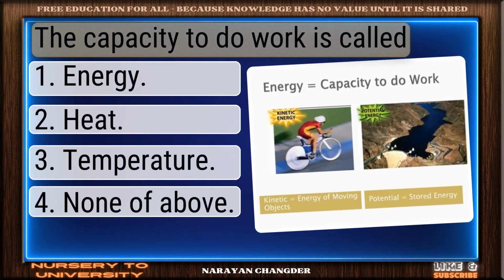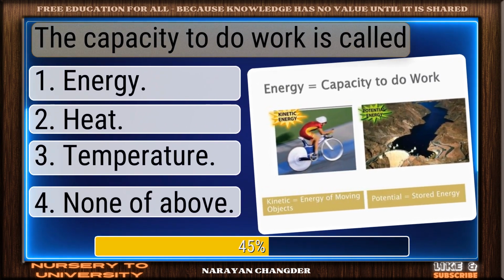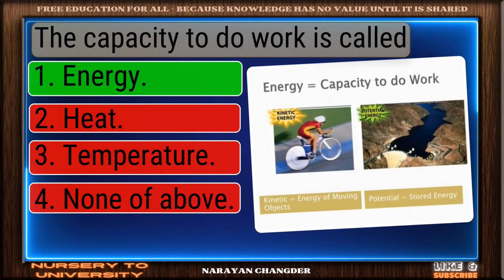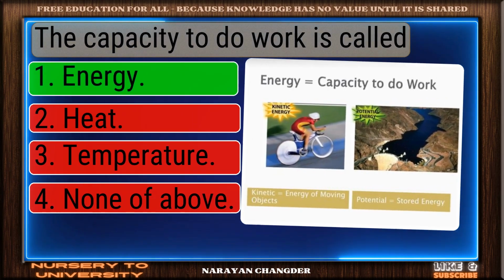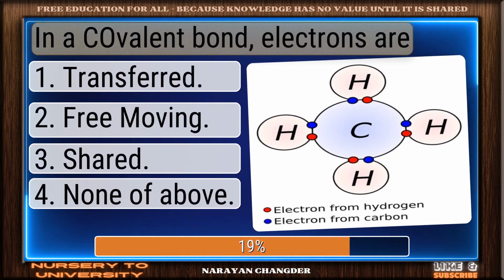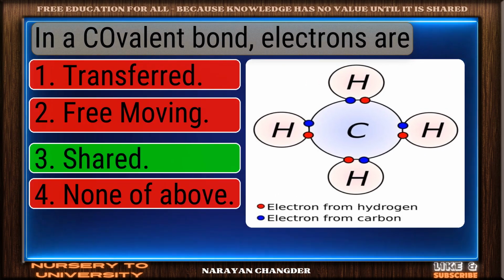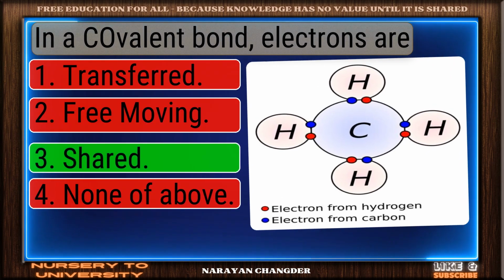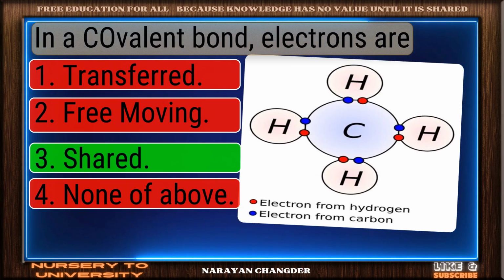The capacity to do work is called... Solid response. Energy is a valid choice. In a covalent bond, electrons are... Right again. Shared is a valid answer.